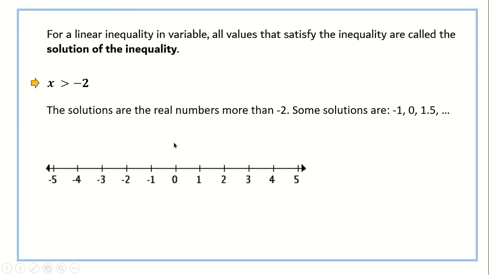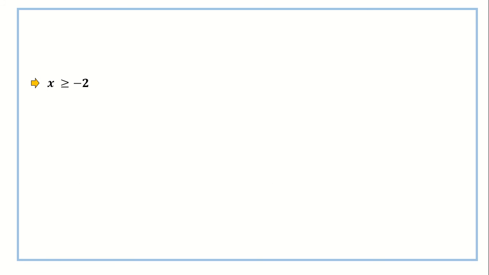Now, since the solutions are any real numbers that are more than negative 2, it implies that negative 2 is not included among the solutions. So for that case, we use an open circle and then we move to the right. So we use a number line to show the solutions of the inequality because we cannot write and finish them because they are many.